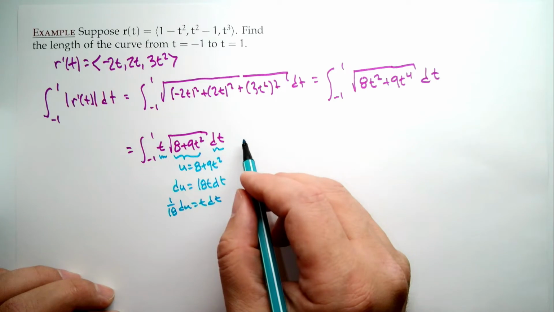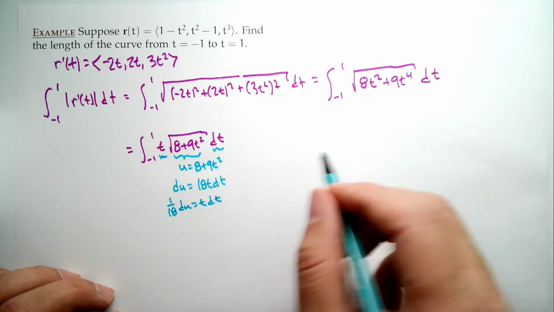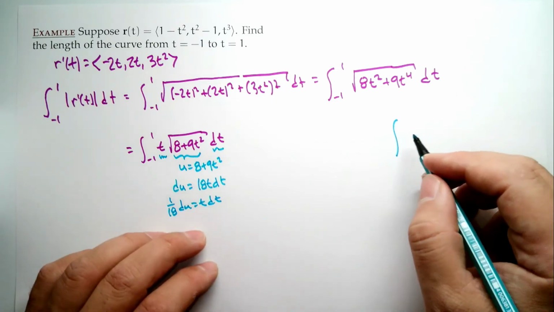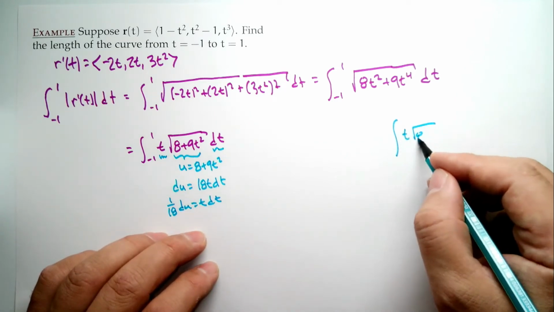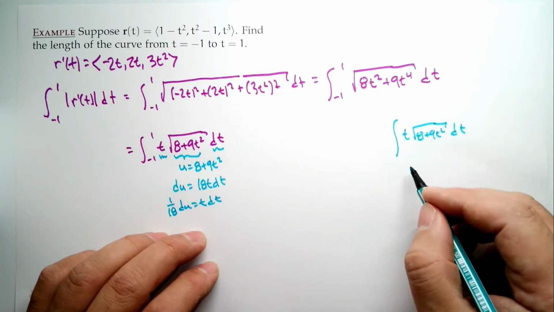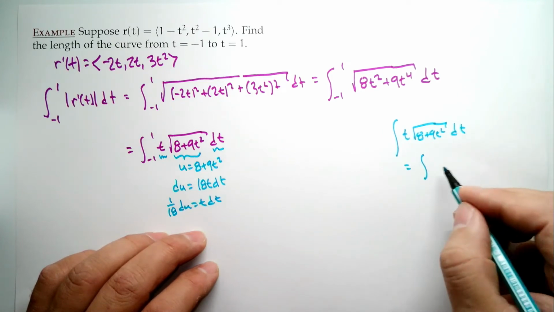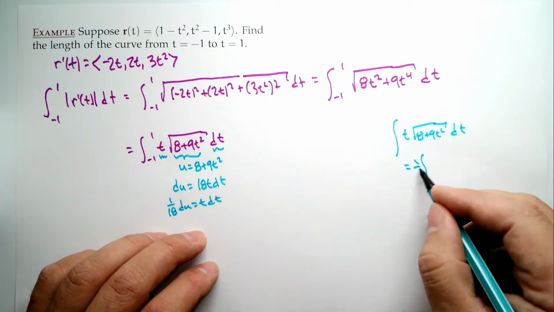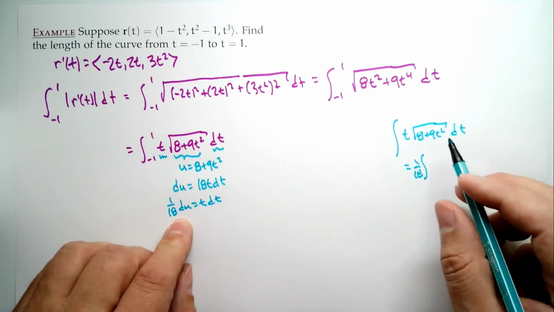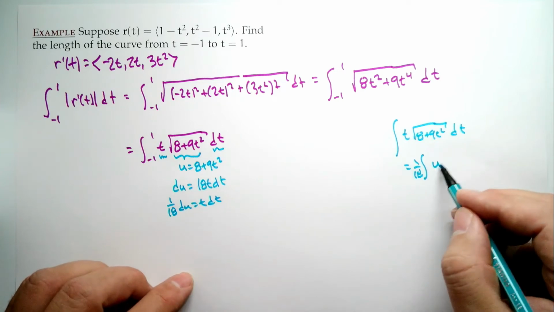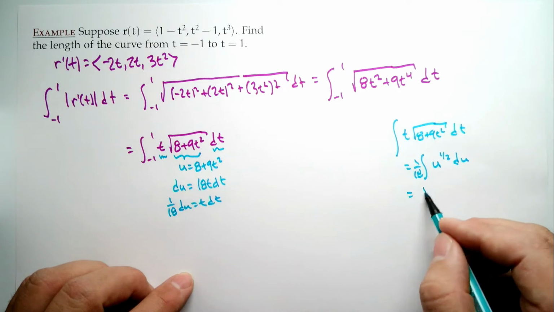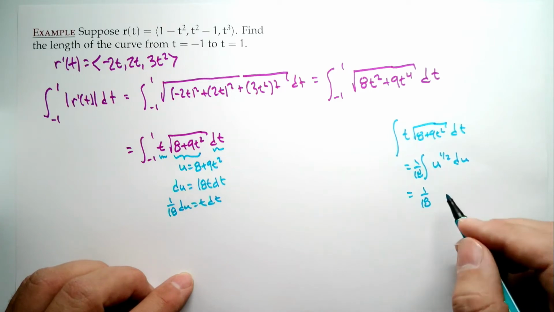All right. So let's see. I'm going to do this integral off to the side as an indefinite integral. So we get that t square root of 8 plus 9t squared dt would become the integral of 1 over 18 from this du term. And then the square root of 8 plus 9t squared would become square root of u, or u to the 1/2 du. The integral of u to the 1/2, by the way, what is that?